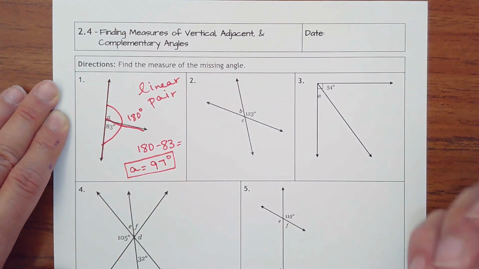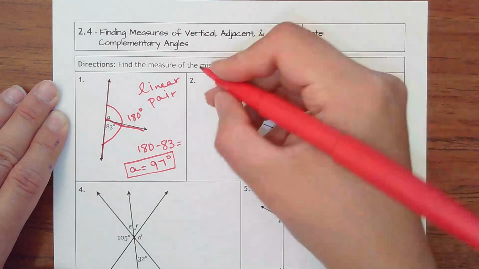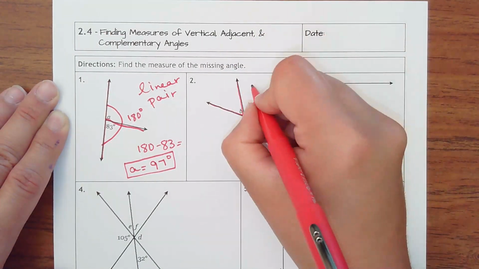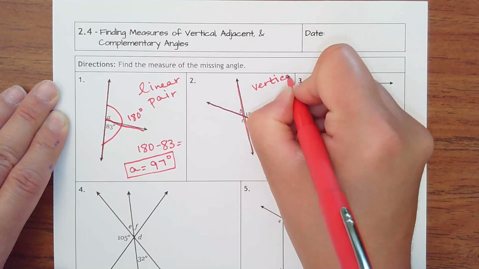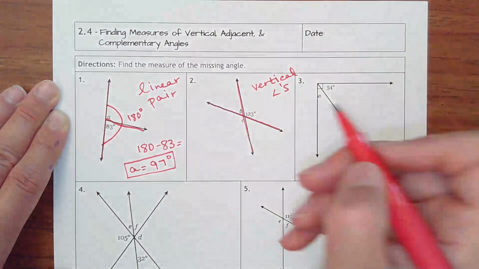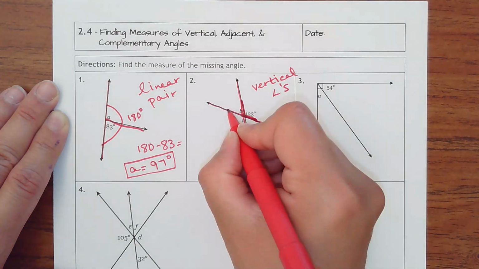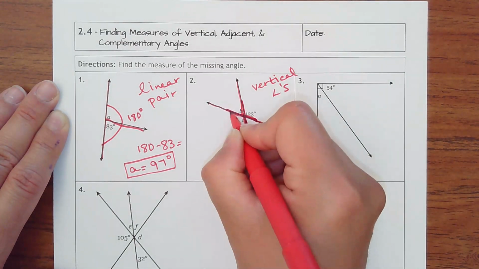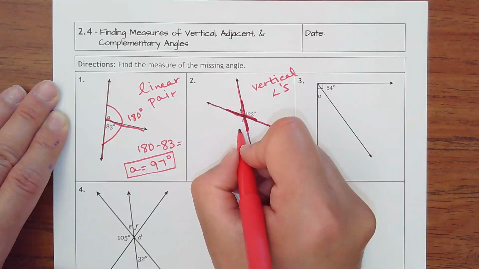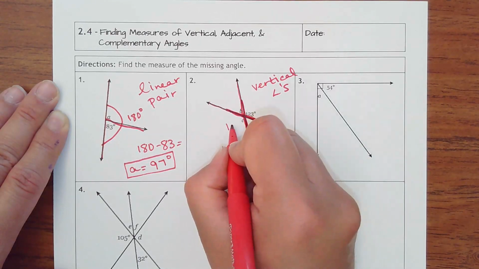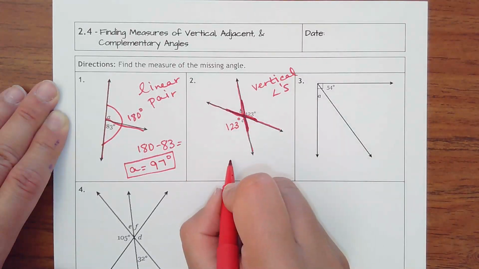All right, number two, this makes our X shape. Those are called vertical angles. And vertical angles means that this angle here, that's 123 degrees, opposite or straight across from that is its vertical pair or vertical angle. So C is also 123 degrees.